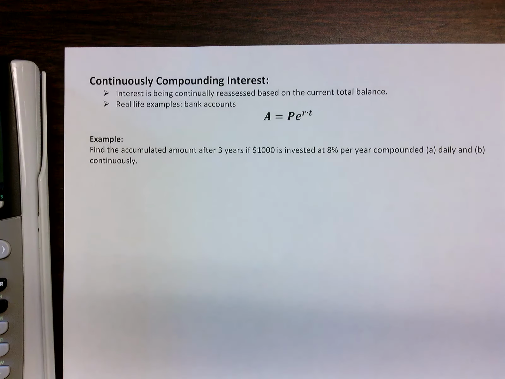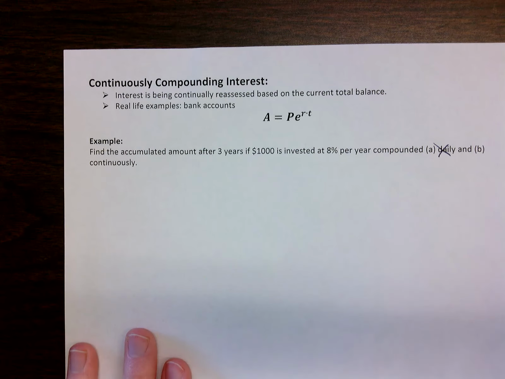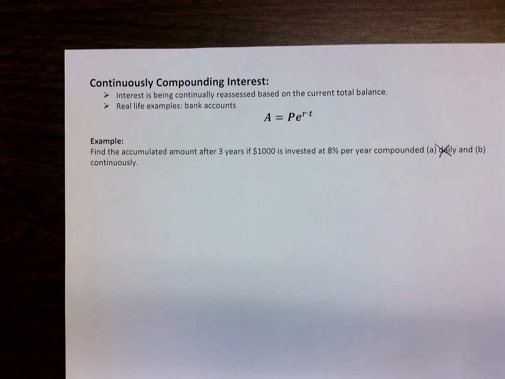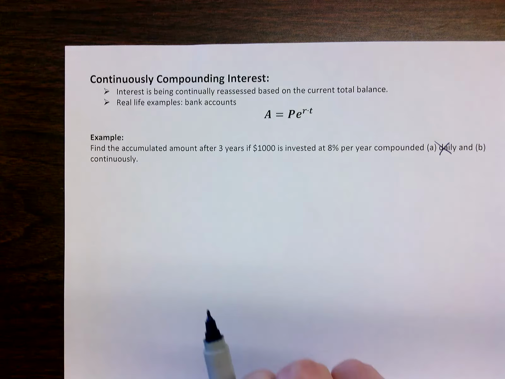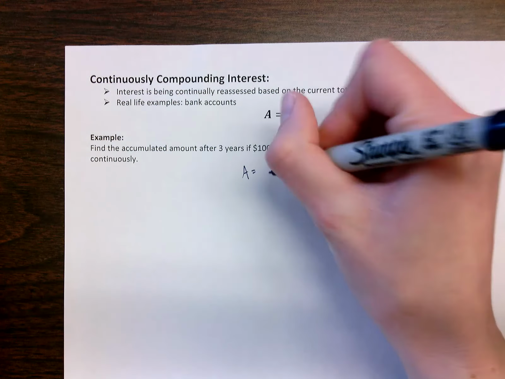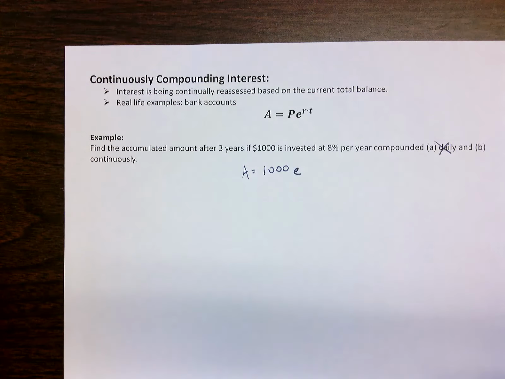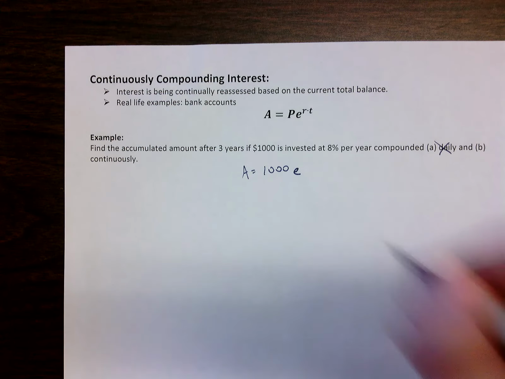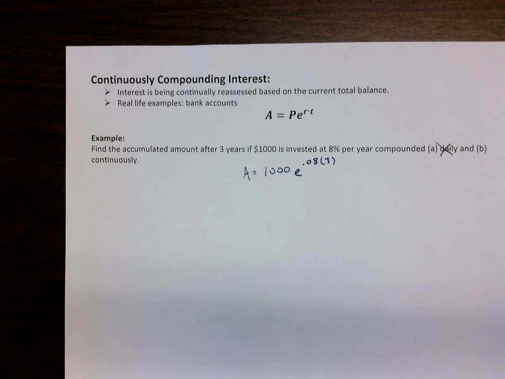All right, so this one, we've got the same problem, and we're actually going to skip the compounded daily, and just go ahead and find compounding continuously. So if we compound this continuously, we use this formula instead of the last one. It's going to be A equals your principal amount, $1,000, times e, which is that calculator number, raised to the interest rate times time.